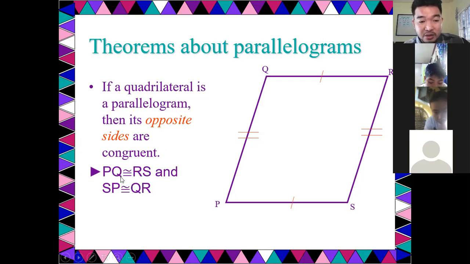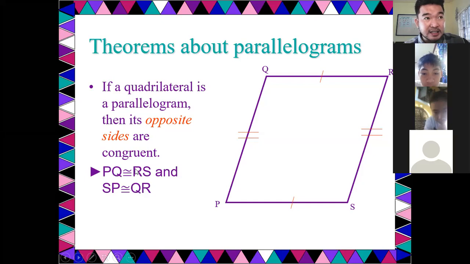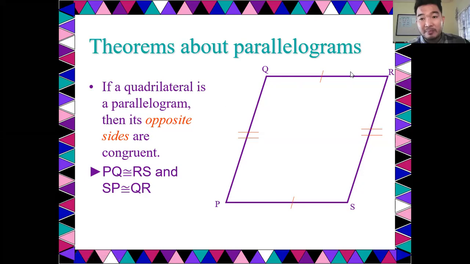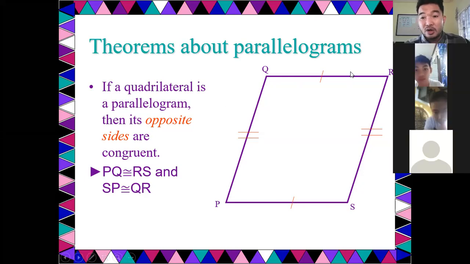Anong ibig sabihin ng congruency? May equal sign na siya and then meron pa siyang similarity symbol sa itaas. Ang ibig sabihin lang nito, si PQ, si P hanggang kay Q, ay similar at equal sa S hanggang R. Okay, so they are equal and at the same time they are similar. So kapag equal at similar ang dalawang bagay, then they are congruent.